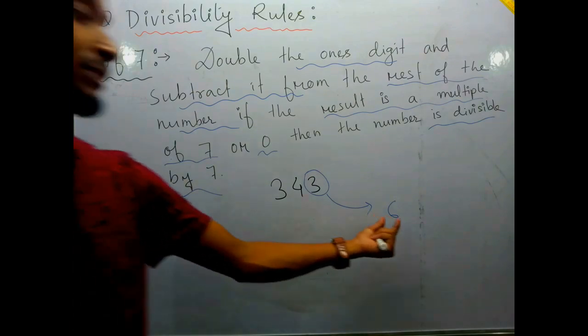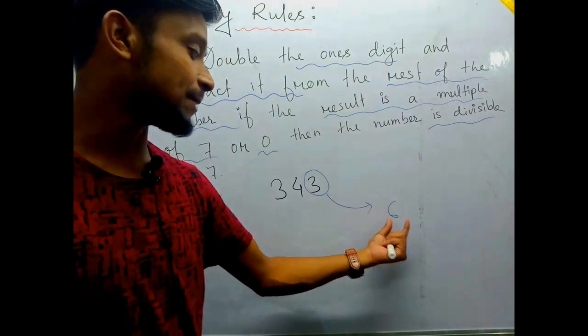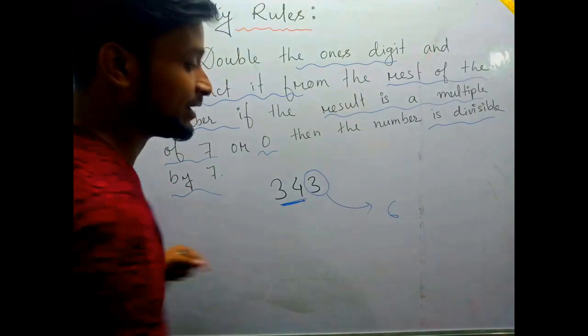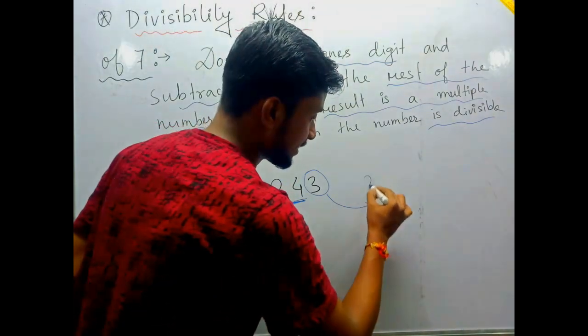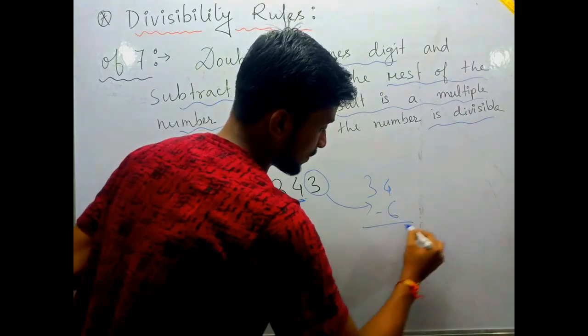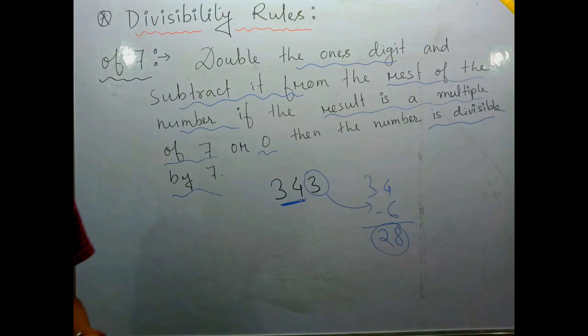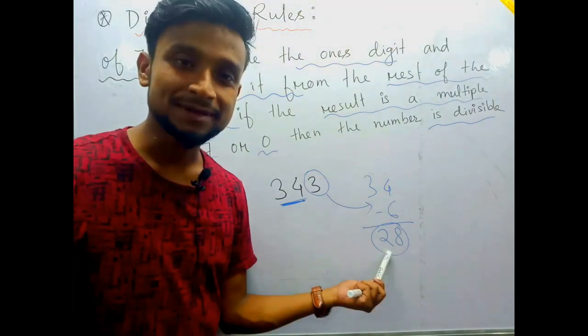Now we will subtract this number from the rest of the number. The rest of the number is 34. 34 minus 6 is equal to 28, which is a multiple of 7 only, right?